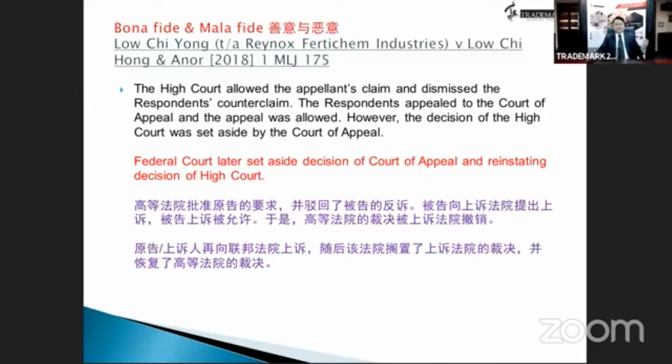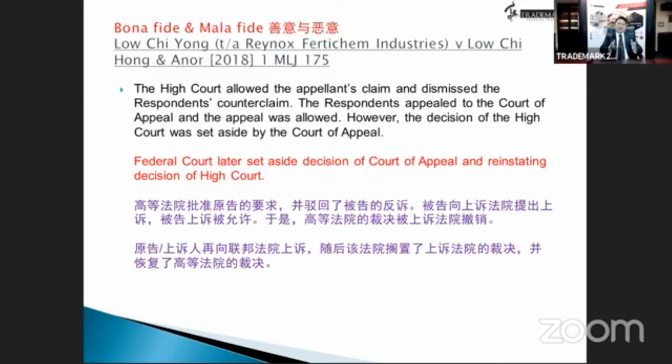So what happened? In the first instance, the High Court allowed the appellant's claim. That means Law Chi Yong won the case in the High Court and dismissed the respondent's counterclaims. And of course, Law Chi Hong, the losing party in the High Court, is not very happy about the result. And then he appealed to the Court of Appeal. So what's next? In the Court of Appeal, the appeal was allowed, meaning to say that Law Chi Hong actually won the case in the Court of Appeal.